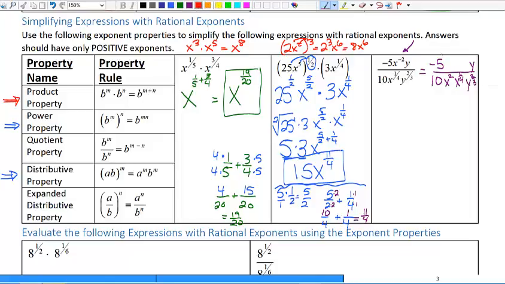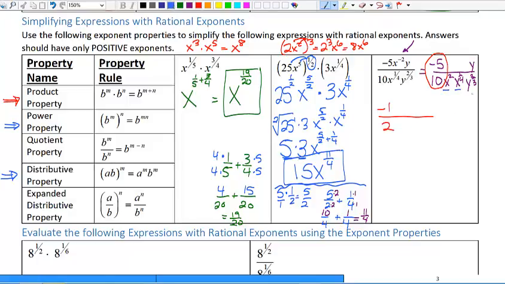Okay, so let's work out the numbers first. Negative 5/10 is just a fraction. We don't get to use the exponent rules that are listed here to the left because there are no exponents on 5 and 10. We just have negative 5/10, which reduces to negative 1/2. Now let's look at the x's.